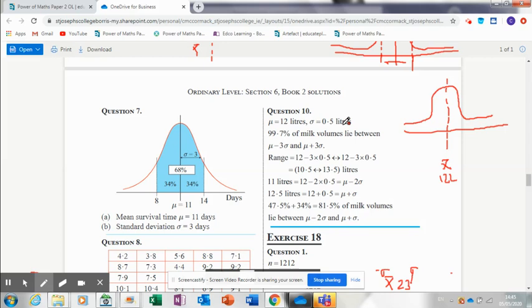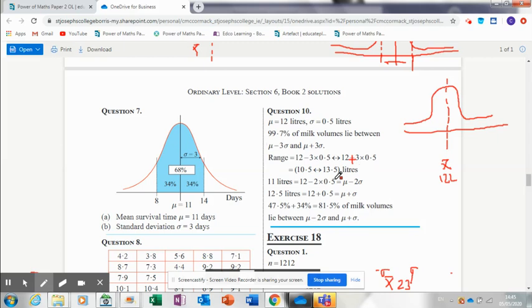So remember, 99.7% of the herd is plus or minus 3 standard deviations. Right? So 12 minus 3 standard deviations to 12 plus 3 standard deviations. Right? So I get between 10.5 and 13.5 litres. So 99.7% of milk volumes lie between 10.5 and 13.5 litres.